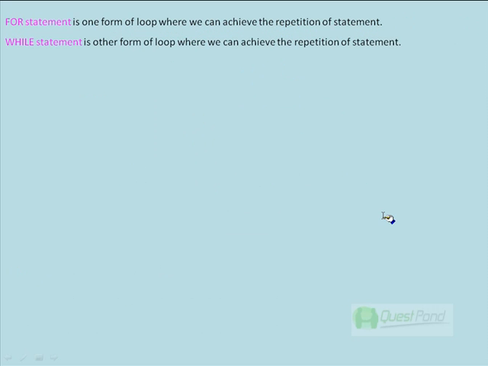In C# programming, we have four constructs with which we can perform the loop operation. The very first one is the for statement, the second one is the while statement, the third one is the do statement, and the fourth one is the foreach statement. In this video we will see the for statement and the while statement. Starting with the very first one, we will first see the for statement.